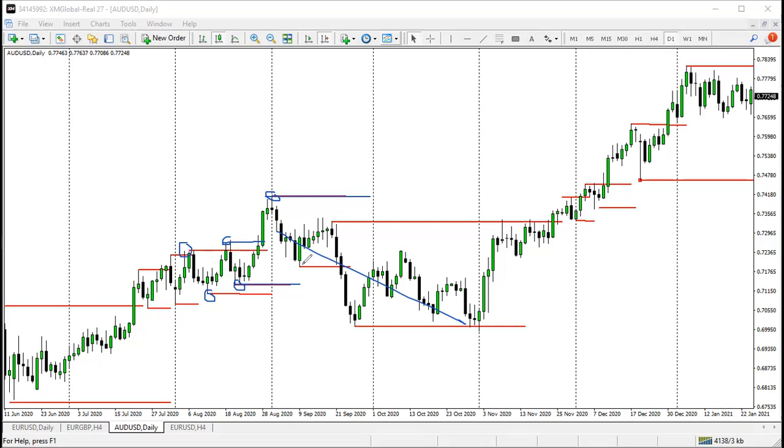Then price came down to discount, made the higher low. Then we want to wait. We want to see if price is still going higher. Then they failed to go higher. Then they broke the low. That was a type 2. Okay, got it.